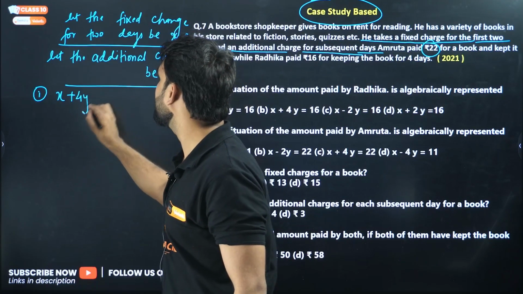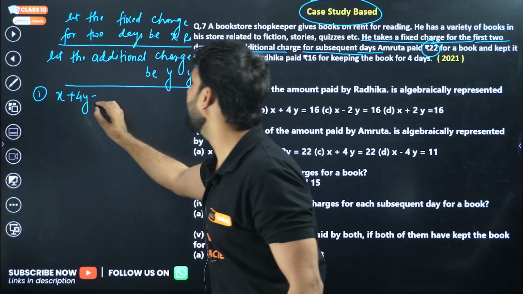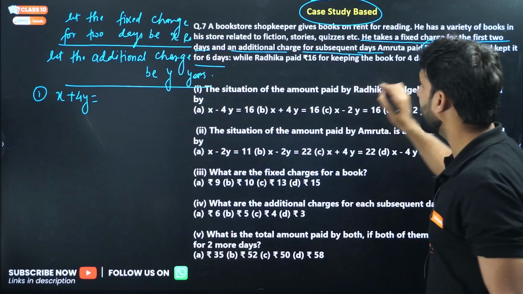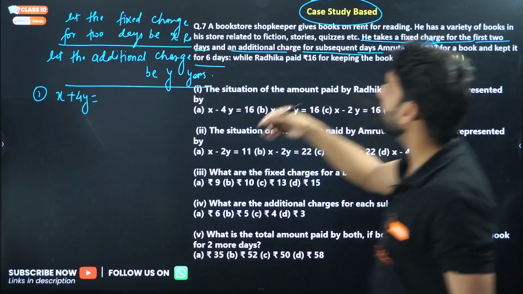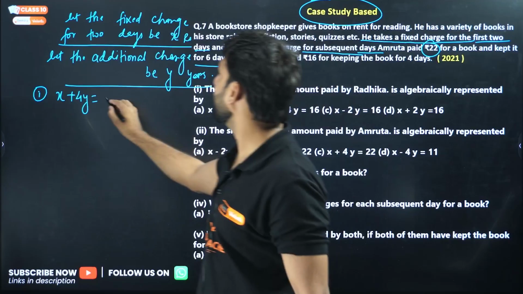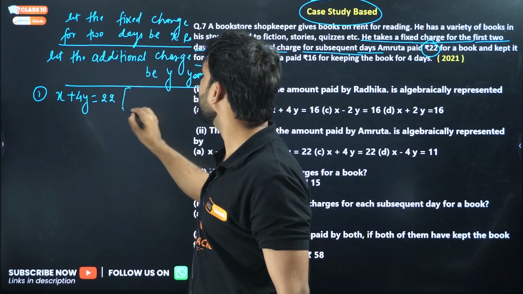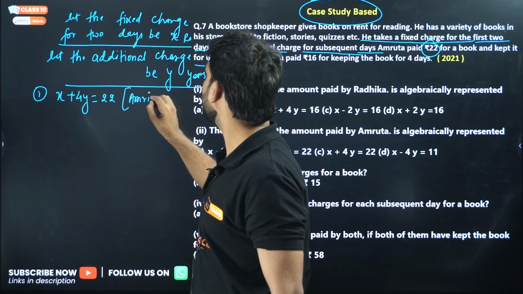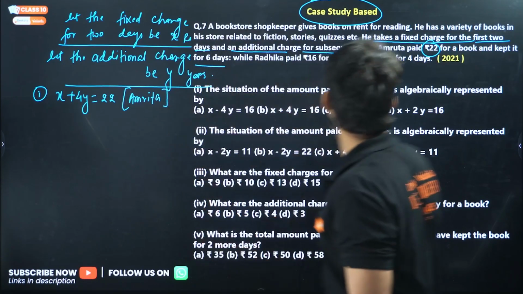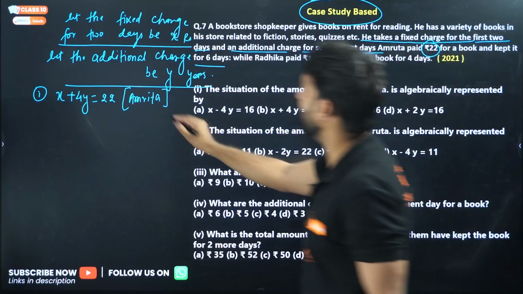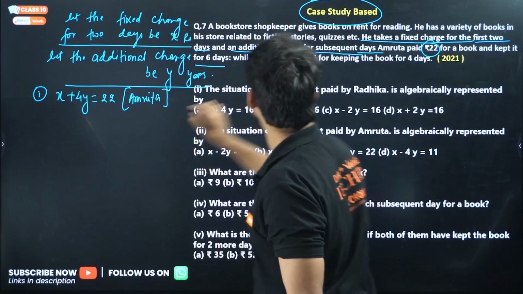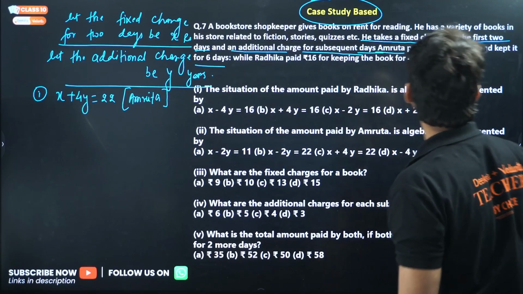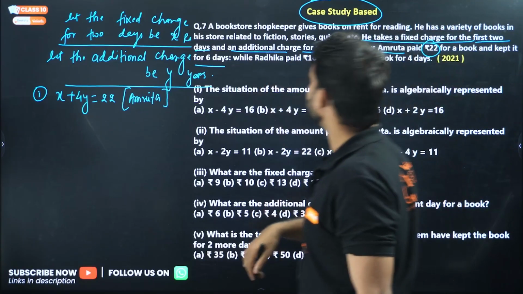And how many rupees did she pay? Sorry, I'm finding for Amrita first. So Amrita is 22. So guys, this is for Amrita. I'm writing Amrita, because the first statement is for Amrita. Sorry, Amrita. Okay. Now the second situation is for Radhika.